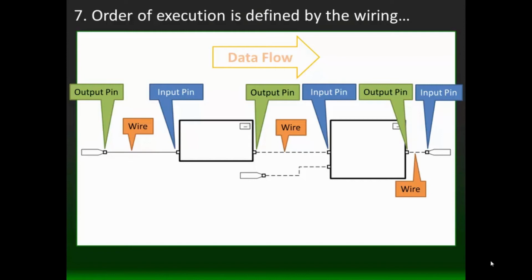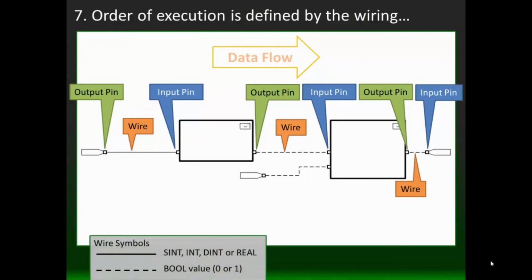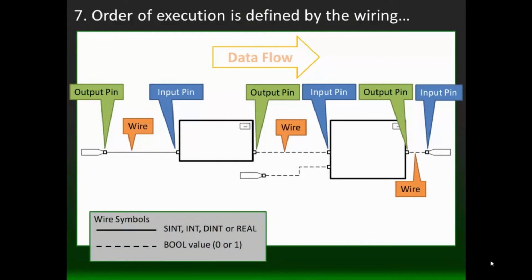Again, I emphasize the advantage of function block diagrams is you see the flow of the information. Where each of these functions might be a separate rung in a ladder logic diagram, you would have to look at the results in one rung, then pick up those results in other rungs to continue to follow the flow of data. As I said, wire symbols: solid line is single integer, integer, double integer, or real, and dashed is Boolean values, 0 or 1.